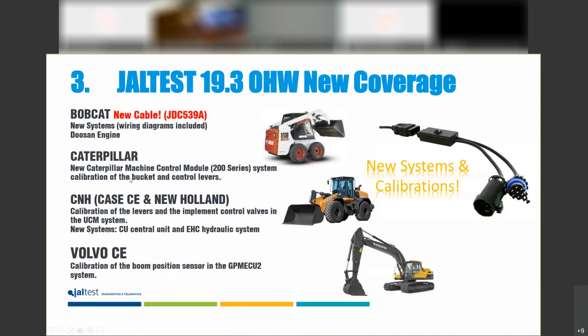Caterpillar, here we have the machine control module systems, calibration of the bucket and control levers, what we saw before. And then in CNH, we're going to see a lot of systems that have the hydraulic systems and the implement control valves. Now, Case New Holland, when they have these vehicles, when they have final Tier 4, normally when they have DEF systems, the regions are going to be available in all of them.